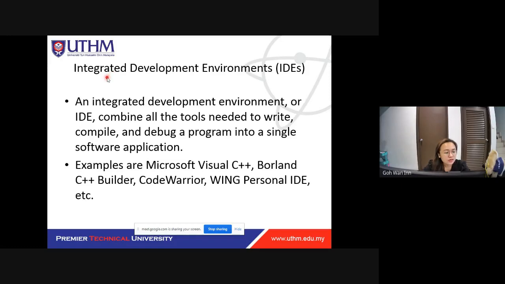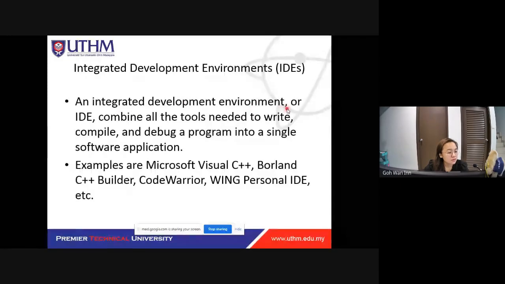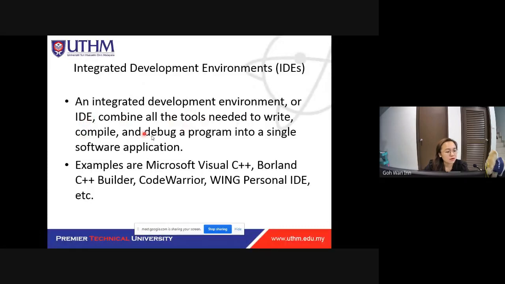IDE is only a different thing. IDE stands for Integrated Development Environment, which combines all the tools needed to write, compile, and debug a program into a single software application. So Jupyter is the IDE for you to do the Python. That's why you install Python, then you install Jupyter. You use the Jupyter IDE to do the Python coding. Examples include Microsoft Visual C++, Borland C++ Builder, CodeWarrior, Wing Personal IDE, and so on.